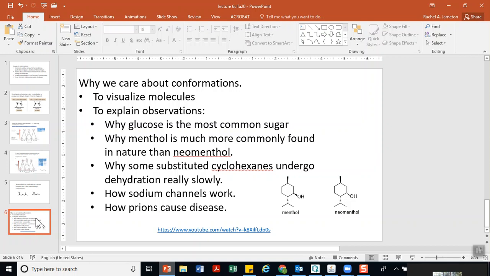So doing all this work with conformations, it's called conformational analysis, and it can really help us explain some things that would otherwise be really weird. Prion disease, why certain molecules react the way they do, why we find molecules in nature. We can do molecular modeling and understand better about how molecules actually look.